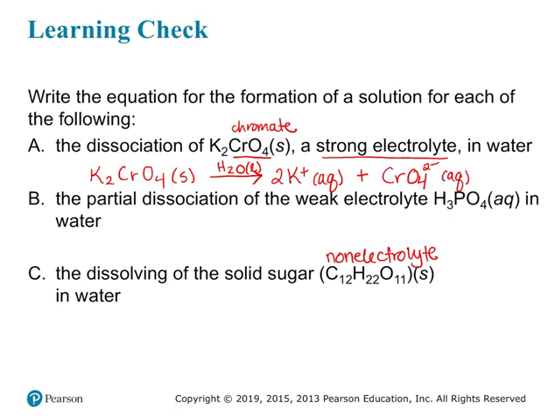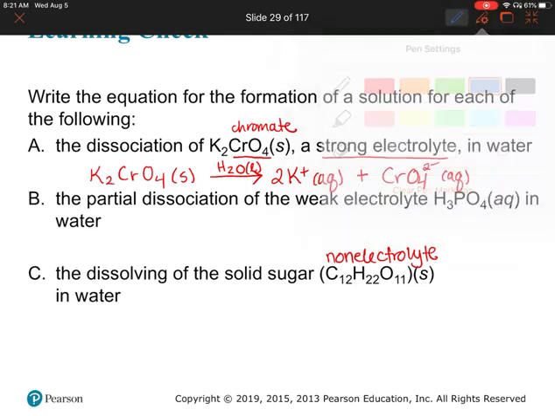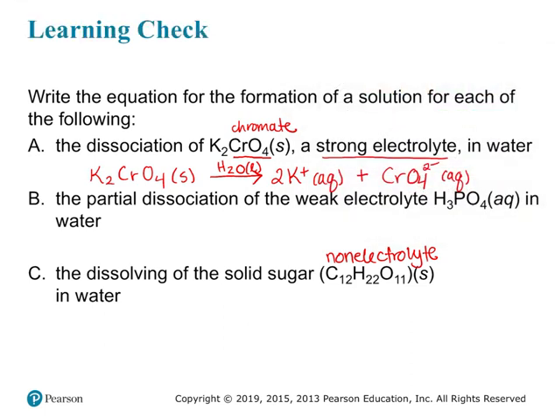Now, let's write out the partial dissociation of the weak electrolyte phosphoric acid in water. So H3PO4. So this is one of our acids, and the reason I know that is because there's a polyatomic ion attached to hydrogen ions. And they are covalently bound. They're not really an ionic compound there, but we do happen to have a polyatomic ion present. Acids are kind of strange in that way. But let's show that this is partially dissociating.